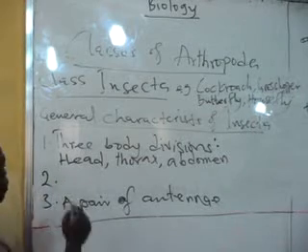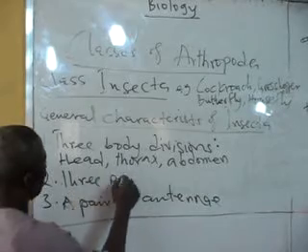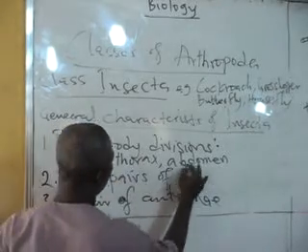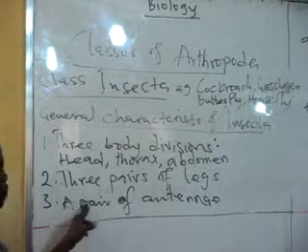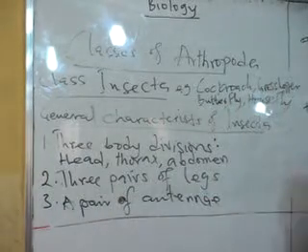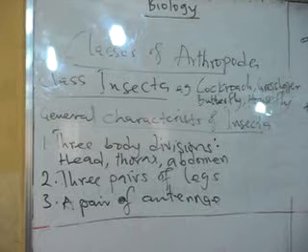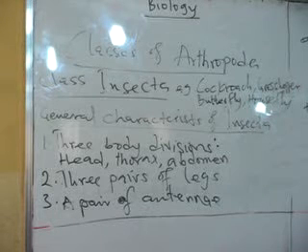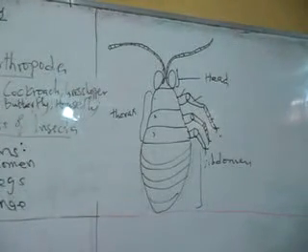The second thing I mentioned is that they have 3 pairs of legs. Next one is that they have a pair of antennae. A pair means 2. So you can see the antenna here. This is a pair, 1 pair, and the antenna is usually a long one, which is used for feeding. Now, the group of organisms belonging to this class also has a pair of compound eyes.